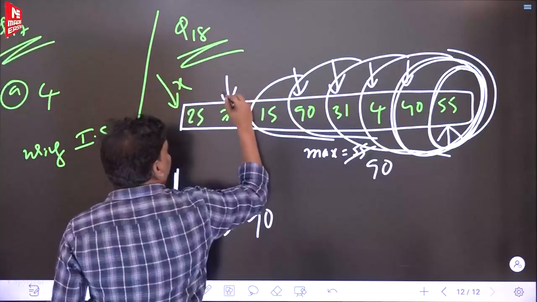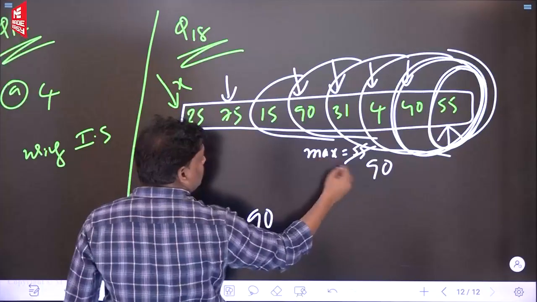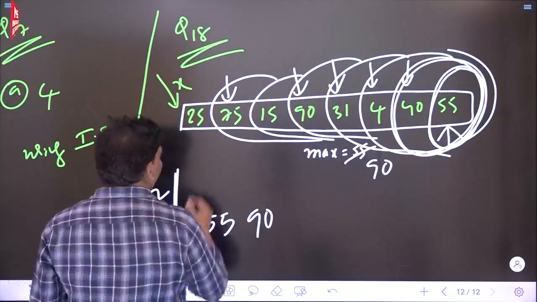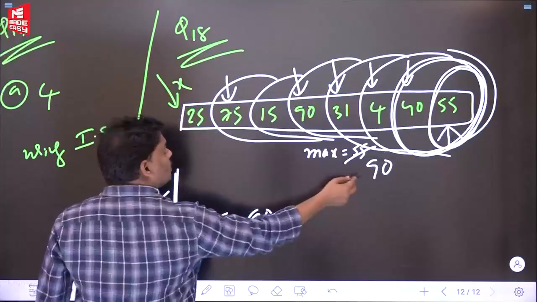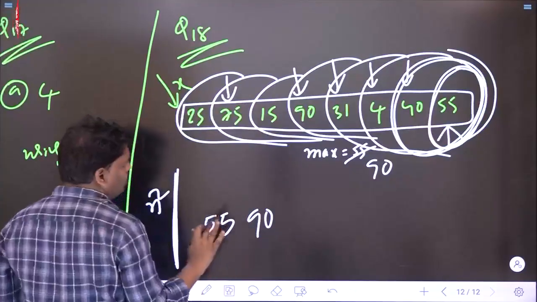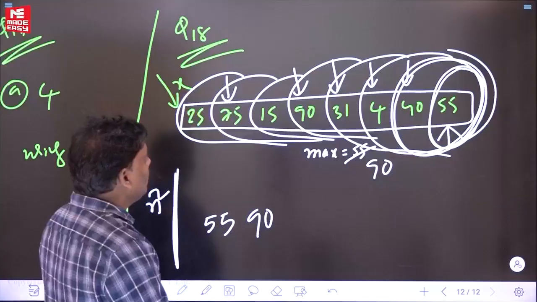Now, again 75, ask the same. There is one person on the right hand side more than him. He is not a leader, no need to update, no need to print. Next one, 25. There is one person on the right hand side more than him. He is not a leader, no need to update also. So I think there are only two leaders. Who are those? 55 and 90.